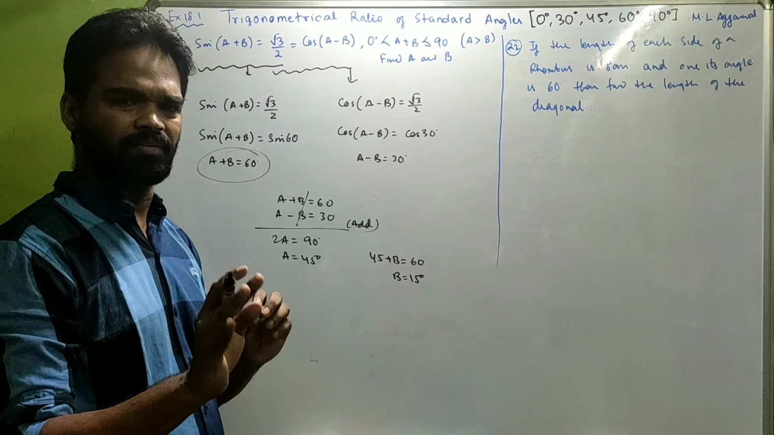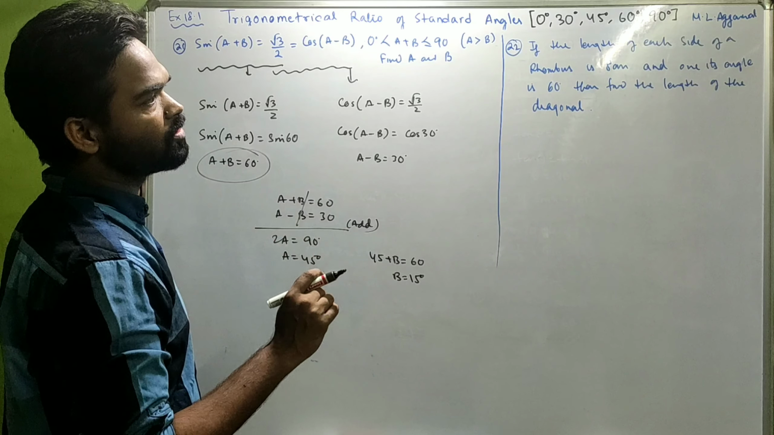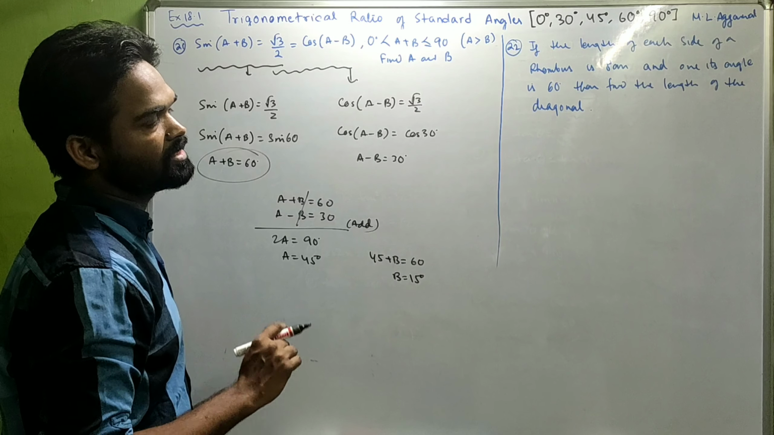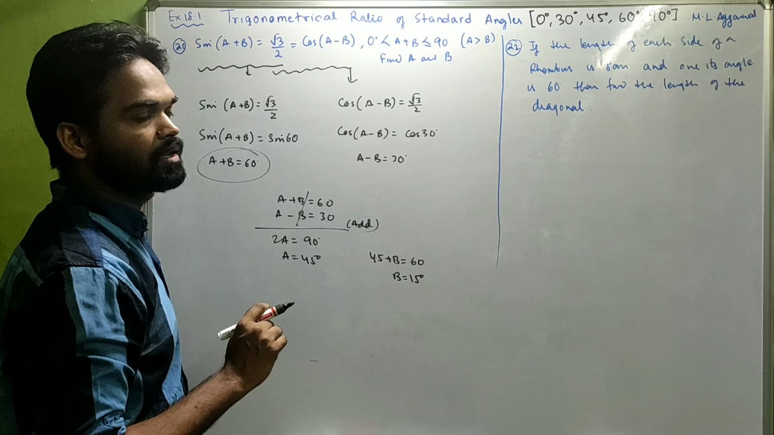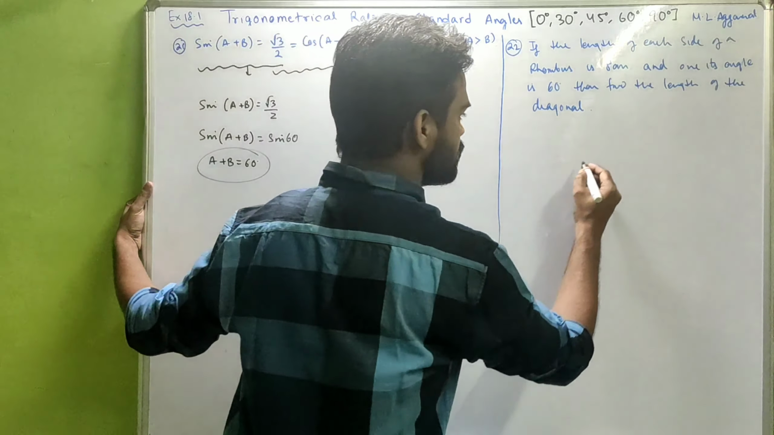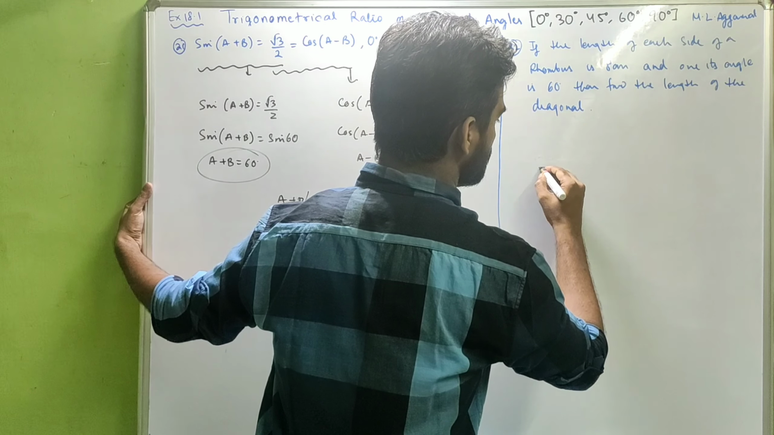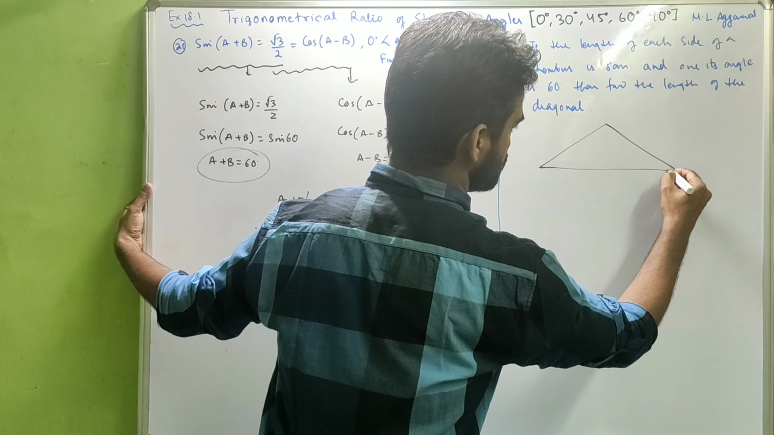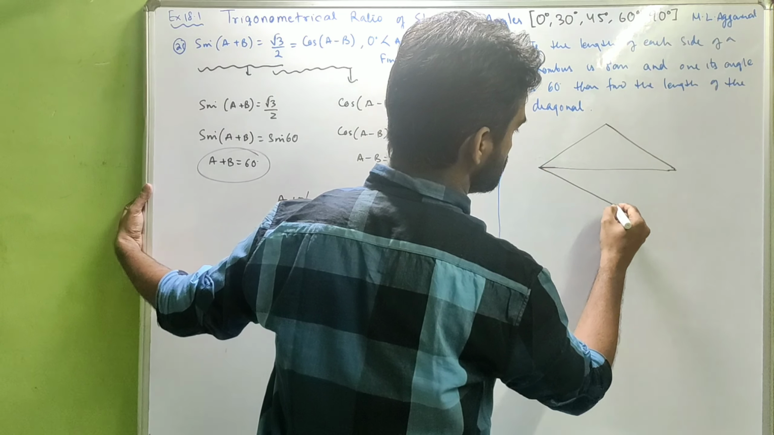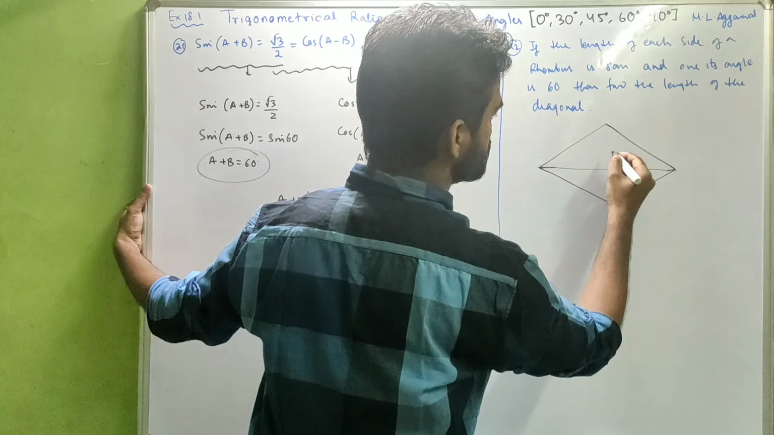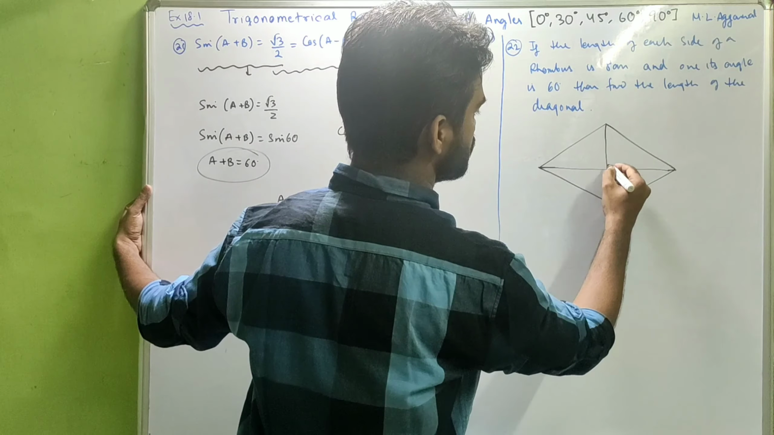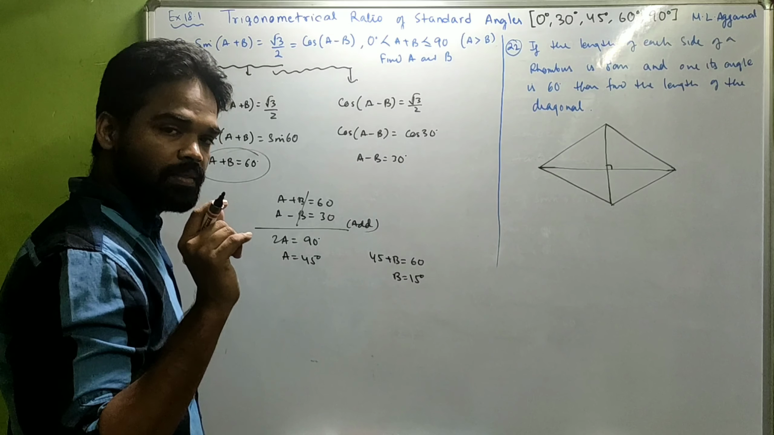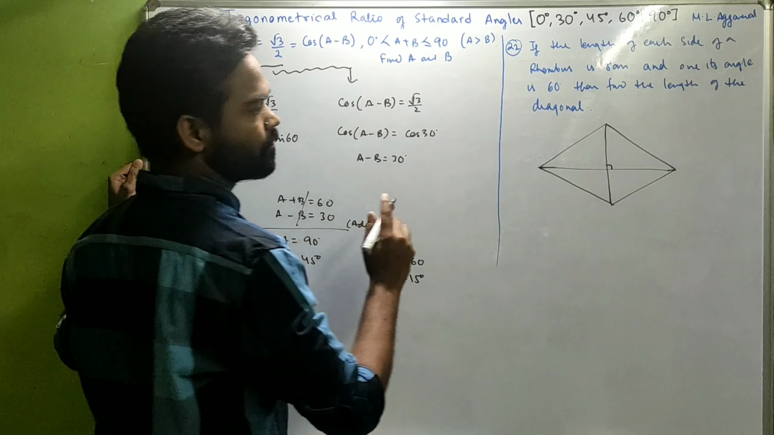Okay. Now look at 22, the last sum, because the next two sums they have given the hint. If the length of each side of a rhombus is 8 centimeter and one of its angles is 60 degree, then find the length of the diagonal. Very easy. First I'll draw the rhombus. Suppose we draw the rhombus like this. All the sides are equal and these are the diagonals. We know the diagonals bisect each other at 90 degree and the diagonals bisect the angle also.